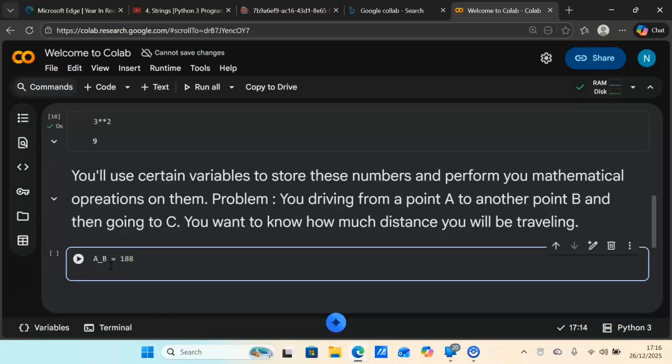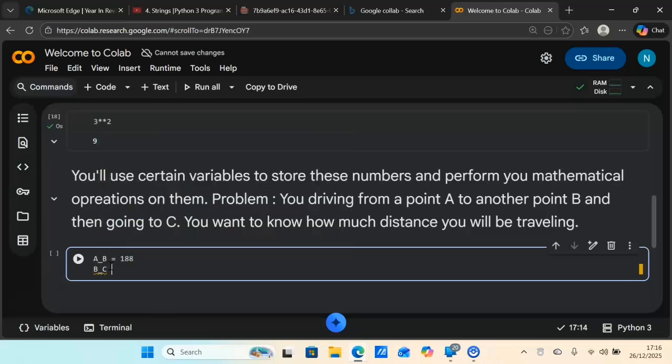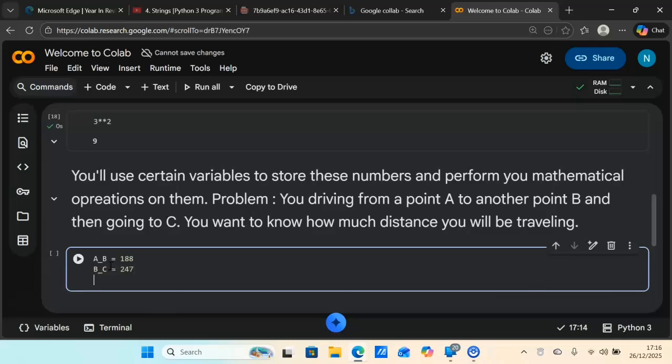Then move to the next, which is from point B to C. Let's say from point B to C is 247. Now we're being asked to calculate the total distance. Calculating the total distance is when you add A underscore B plus B underscore C. You want to get the total distance. In Python, you're going to be solving on these variables, not on the numbers themselves, because mostly that's how it's done in Python.